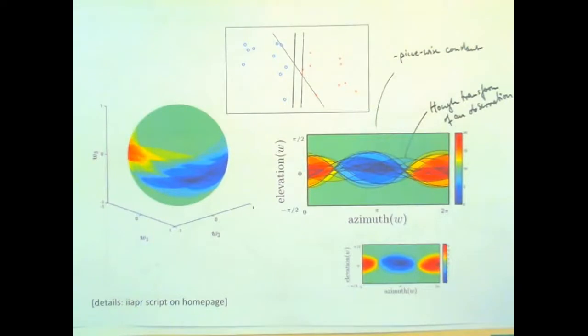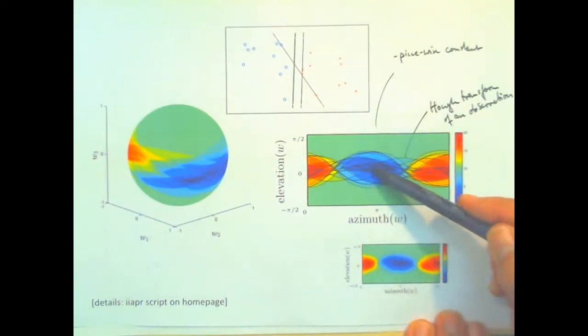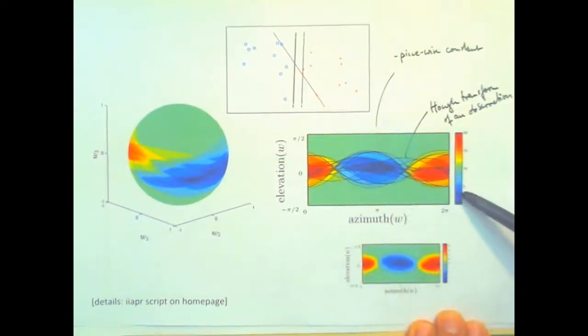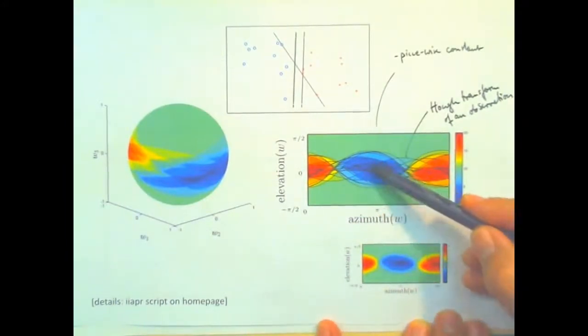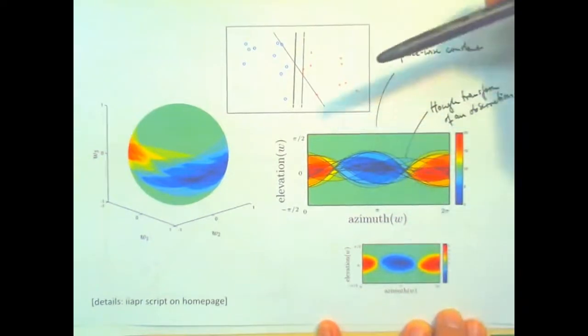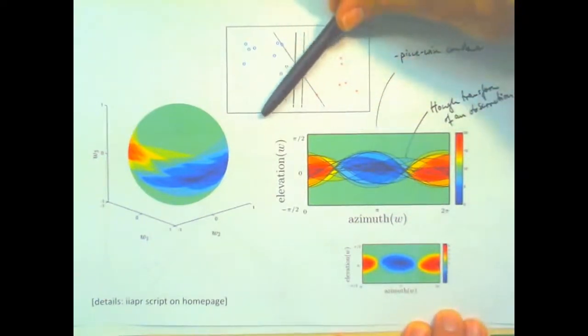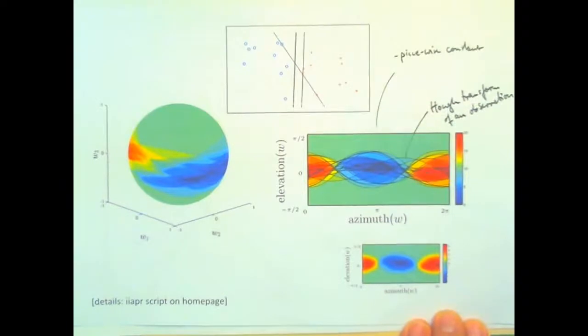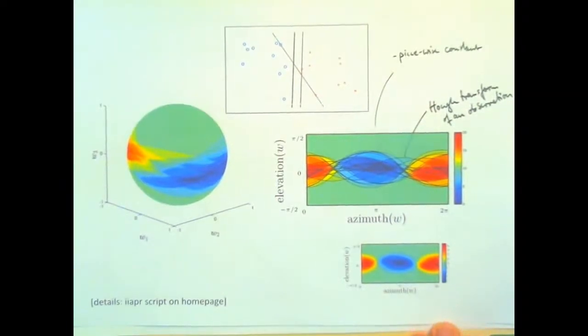And if you traverse a contour line in this plot here, remember, this is the plot of all the decision surfaces that I can possibly have. Whenever you traverse one contour here, it means that the corresponding decision surface moved across one of your points in the original feature space.